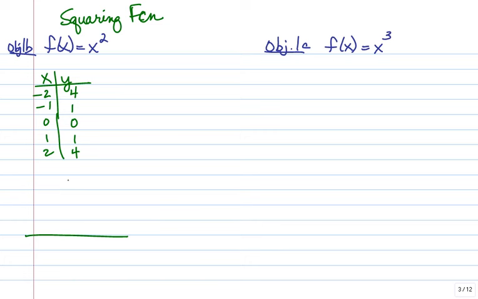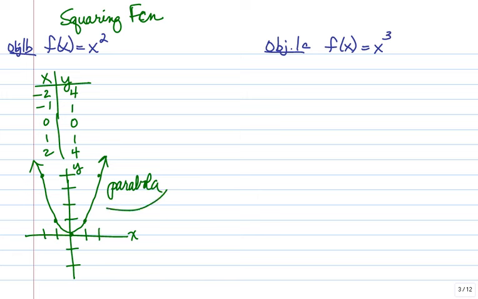And then whenever we graph this, we're going to get -2, 4, -1, 1, 0, 0, 1, 1, and 2, 4. This is our basic parabola, a quadratic equation or quadratic function. Quadratic meaning the power of 2. It always has a shape called a parabola.